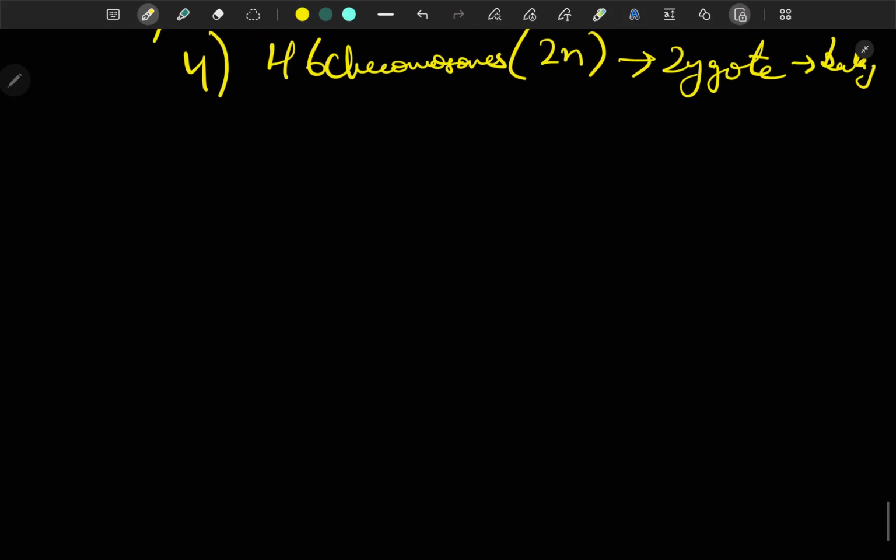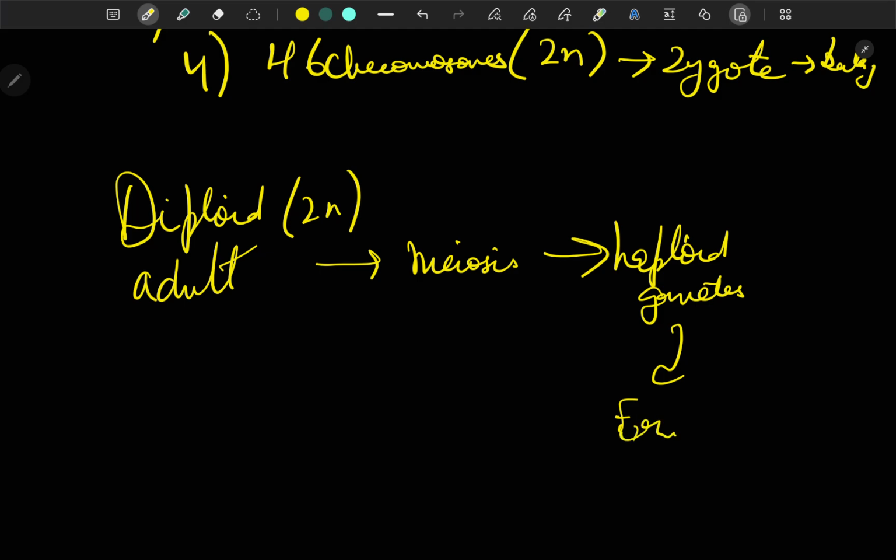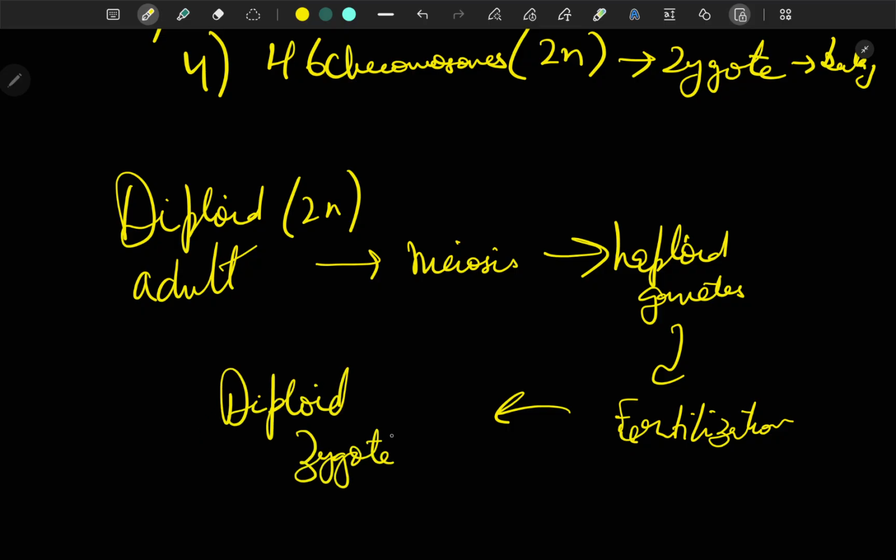The cycle is: diploid adult, 2n. Meiosis happens, giving haploid gametes. Then fertilization happens, then a diploid zygote again. Then it develops into a baby, and the baby becomes an adult. The cycle continues again and again.